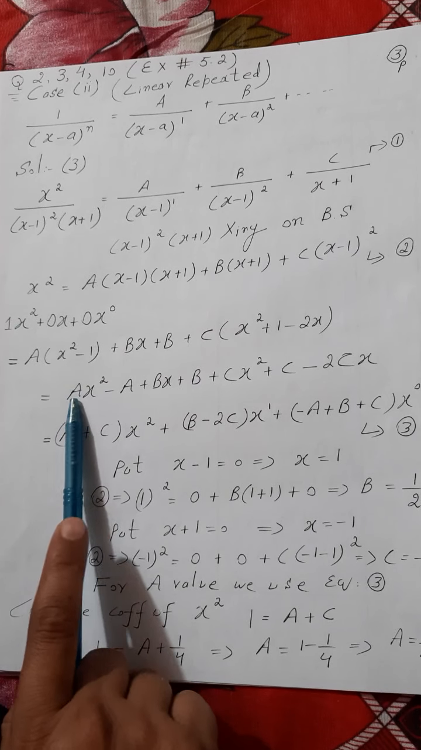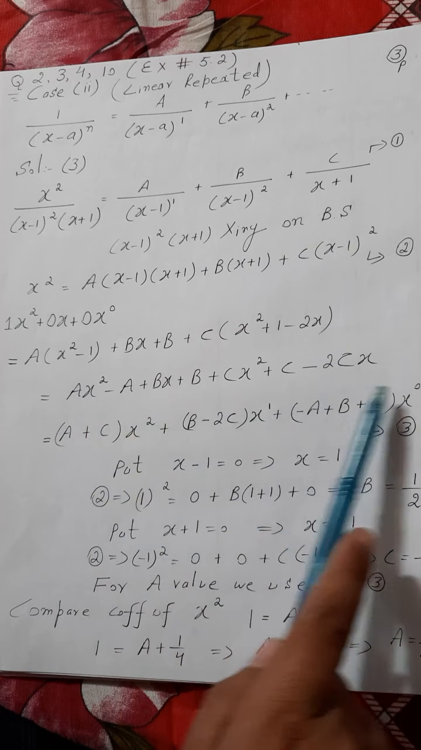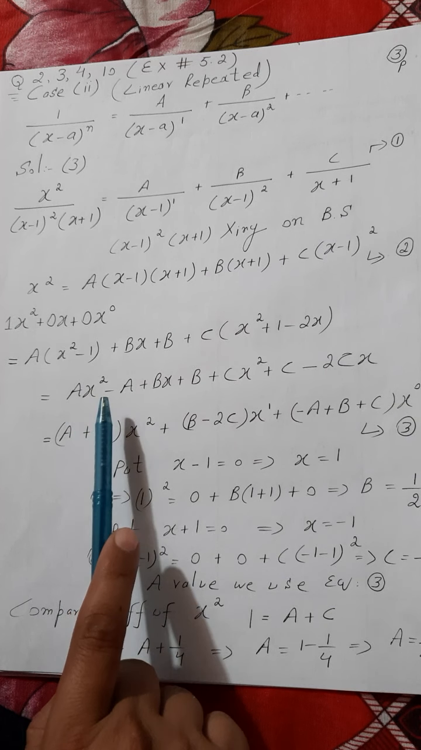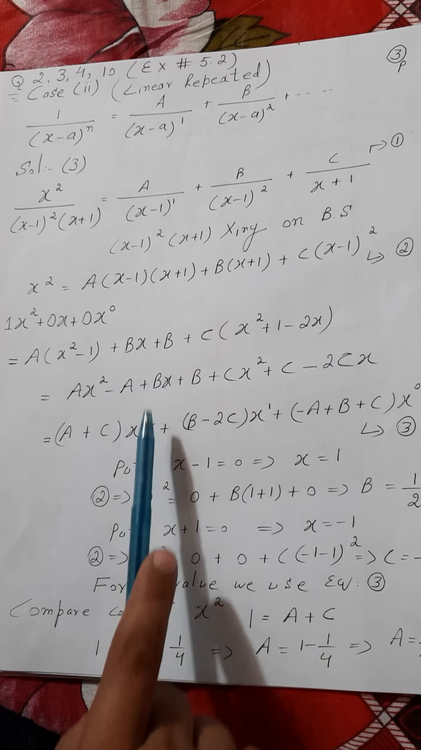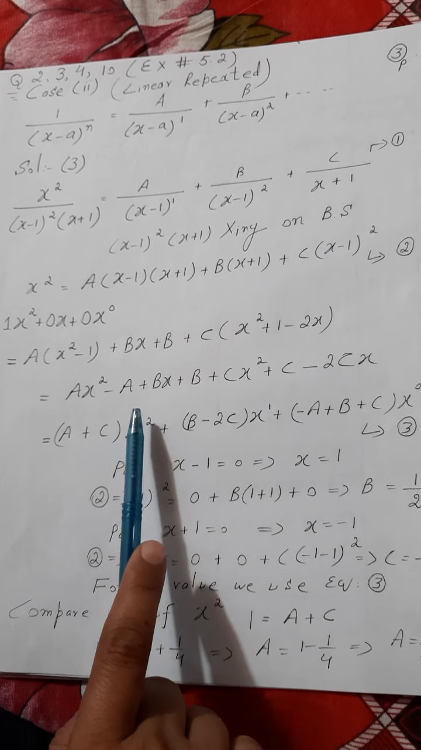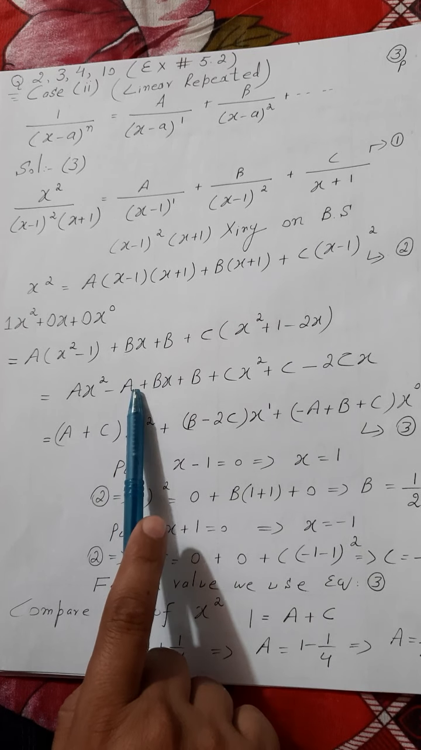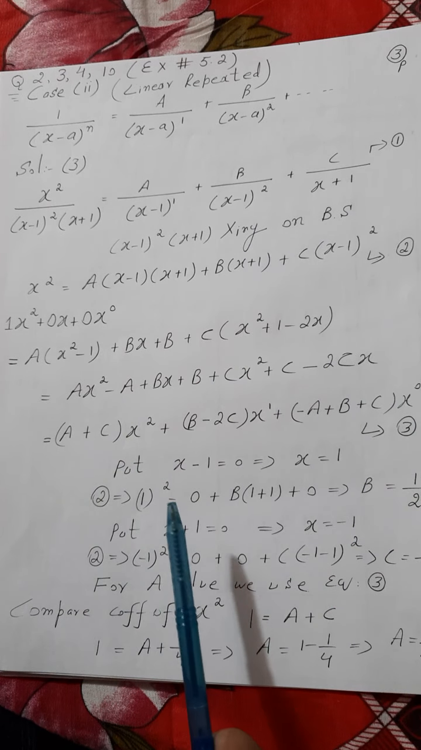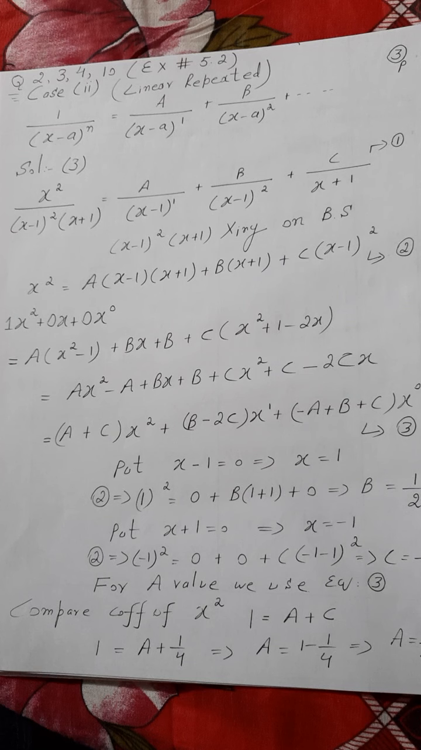So multiply with a, b, c, and we have the following result: ax square, cx square, common x square in both cases, and there is b and minus 2cx is common, and the constant values are minus a plus b plus c times x raised to power 0. So we find the values of a, b, c.